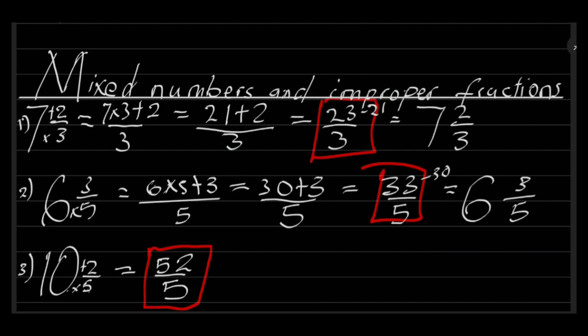Then let's try our last one. 5 will go into 50 how many times? 10 times. 10 times 5 would give us 50. Taking 50 from 52, that is going to give us 2 all over 5. So that is how we change mixed fractions to improper fractions, and then vice versa.